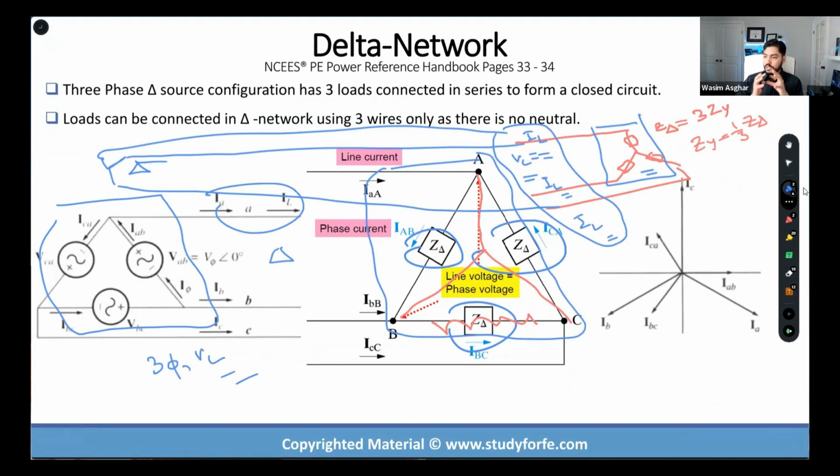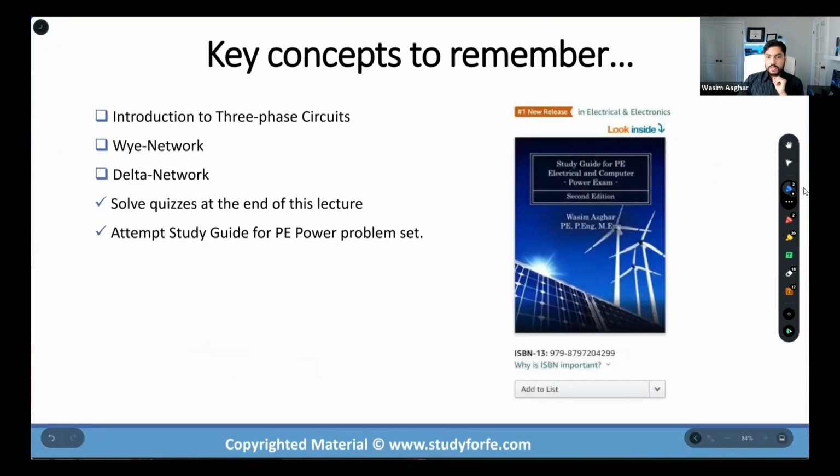But you need to connect the dots. You need to know what your original network was. Was it a delta network? Was it a Y network? Okay. All right. So this was a high-level overview.